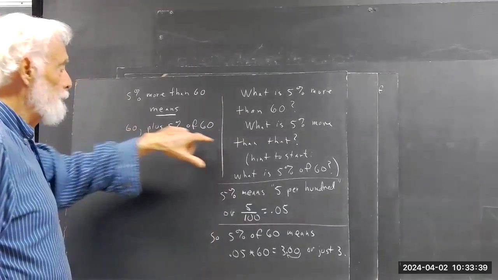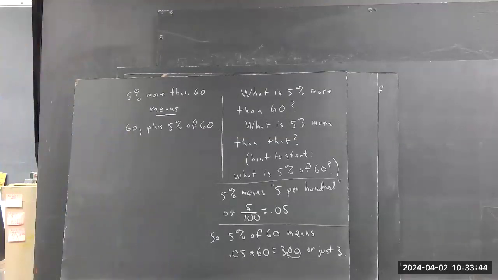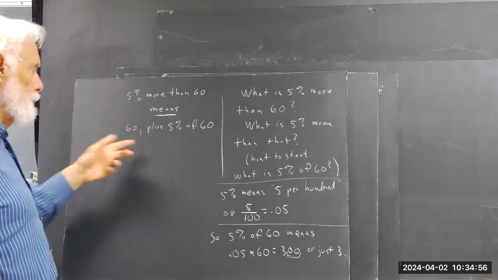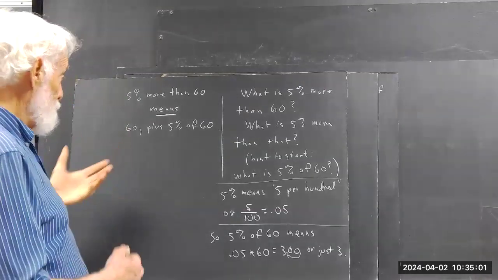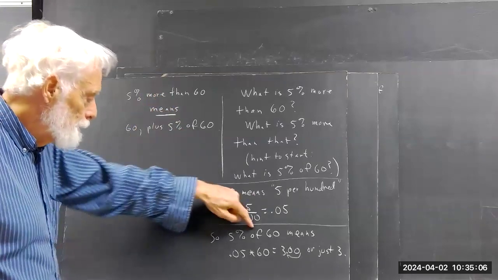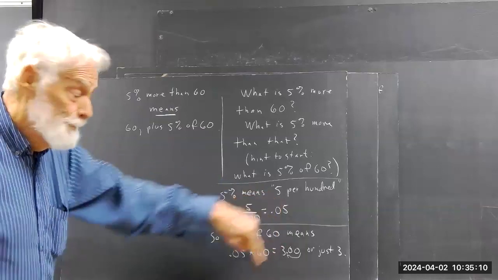It means 60 plus 5% of 60. So what would that be? Can you write down a number for 60 plus 5% of 60? Okay, now it's very common if people say, well, that's 65. 60 plus 5 is 65. That's natural, but that's not what it says. It says plus 5% of 60, and 5% of 60 is what we did here. 3. Okay.